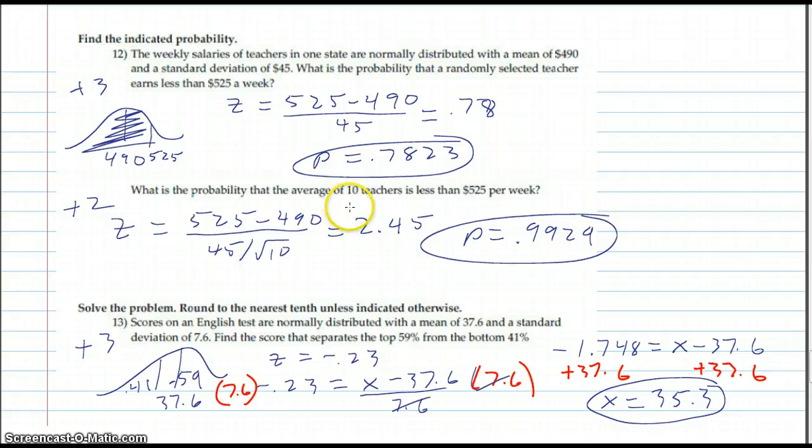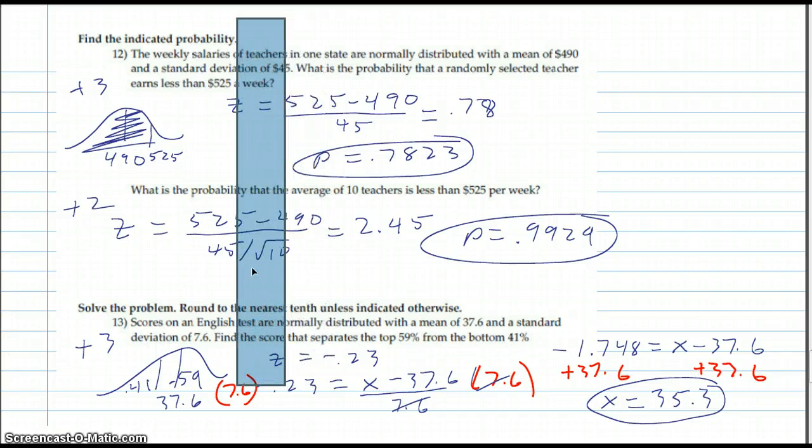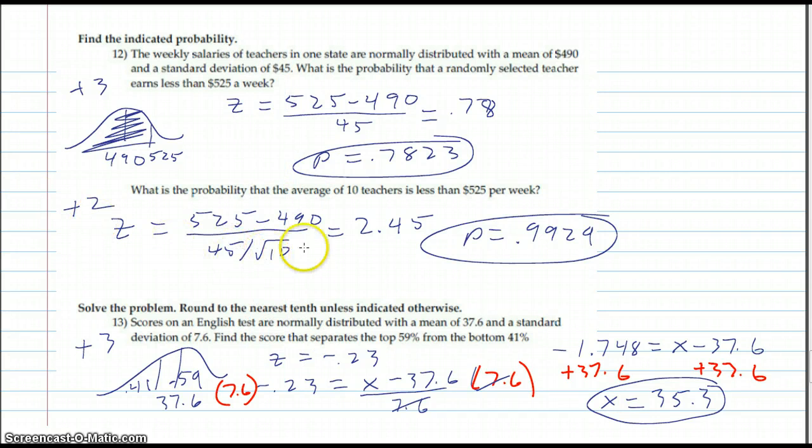And then what's the probability of the average of 10 teachers? This is the central limit theorem, which means we add this part right here, this divide by the square root of 10. And so that's 2.45. That's much farther to the right. If you look that up, it's 0.9929. So much more probable that the average for 10 teachers will be less than 525.